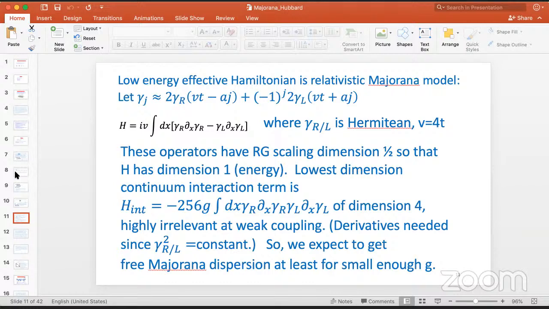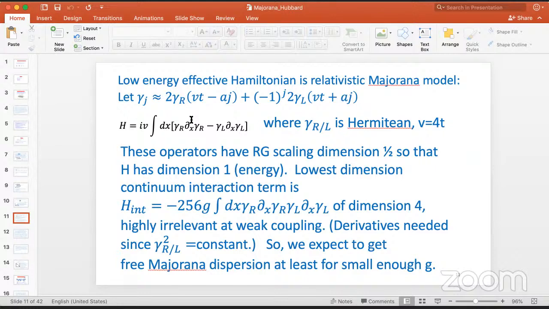Okay, so we can write gamma j as twice gamma right plus minus 1 to the j twice gamma left. So gamma right is just the excitations near k equals 0, and gamma left are the excitations near k equals pi. And now we can write the Hamiltonian, and this is a relativistic Majorana Hamiltonian involving gamma right and gamma left. And gamma right and gamma left are Hermitian. And the velocity v ends up being 4t. So these operators have normalization group scaling dimension 1/2, so that h has dimension 1.